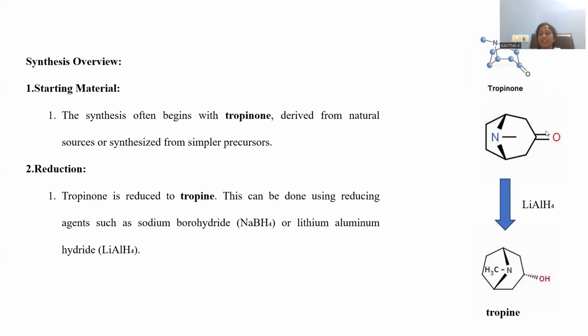Whenever subjected to reduction, the ketone will obviously turn into a hydroxy. This is accomplished by the addition of either lithium aluminum hydride or sodium borohydride, so that this tropinone will turn into tropine, which is a hydroxy functional compound.